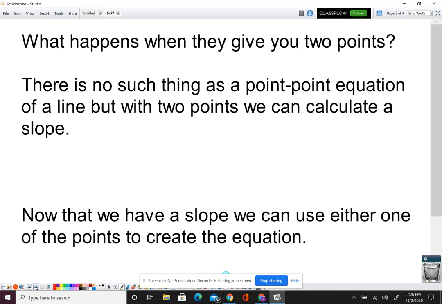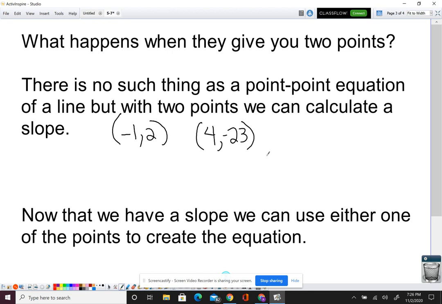So now what happens when they give you 2 points? There isn't such a thing as a point-point equation of a line, but with 2 points, we can calculate the slope. So we're going to look at 2 points. Let's go with 2 points of (-1, 2) and (4, -23). And we don't want to graph those out, do we? No, because that 23 is just too big. So we're not going to worry about graphing it.